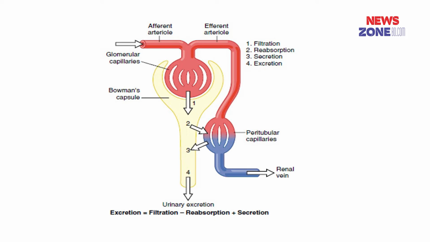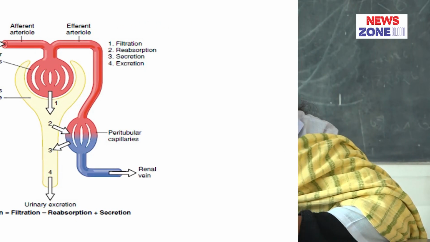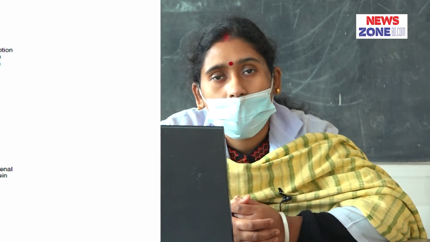One most common question arises: why does filtration occur in the glomerular capillary? Because of high hydrostatic pressure. Glomerular capillary hydrostatic pressure is high, about 60 millimeters of mercury. For this reason, filtration occurs in the glomerular capillary. In the peritubular capillary, reabsorption occurs. Why does reabsorption occur in the peritubular capillary? Due to low hydrostatic pressure.